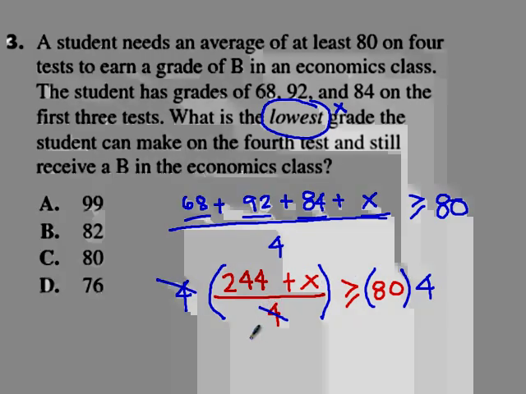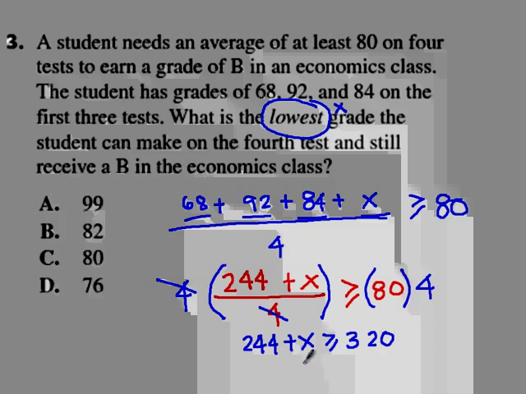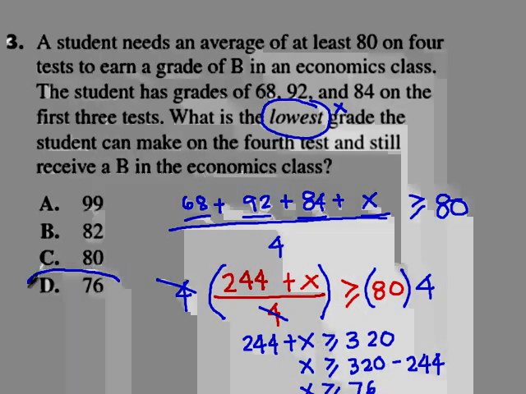We can cancel this out, so you have 244 plus X greater than or equal to 320. And then X is greater than or equal to 320 minus 244. And that gives us X is greater than or equal to 76, which is letter D.